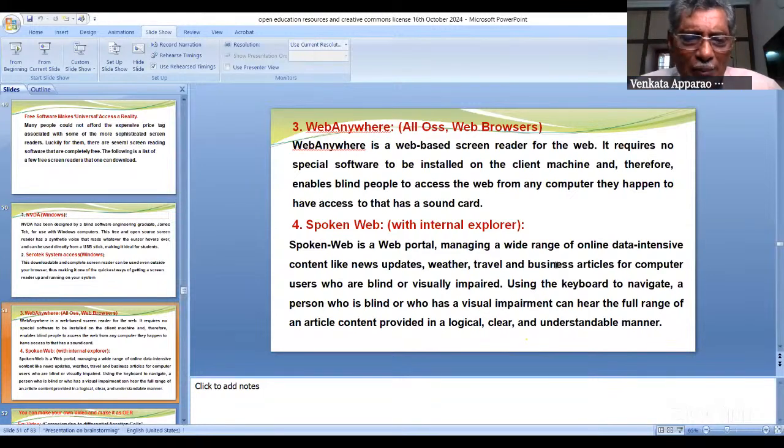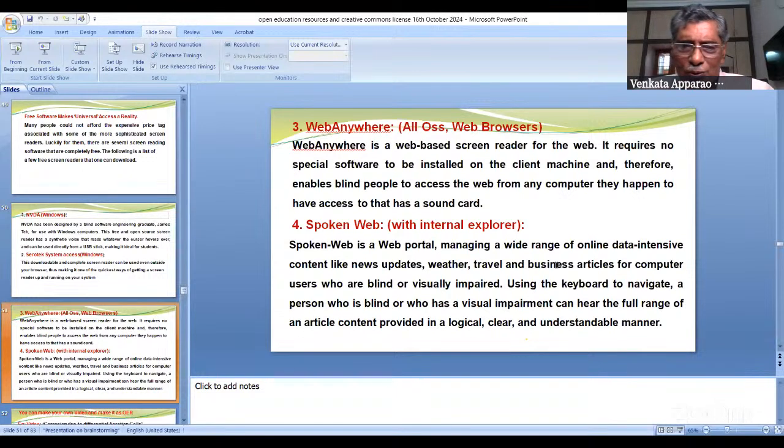Then you have another example, Spoken Web with Internet Explorer. Spoken Web is a web portal managing a wide range of online data and internet content like news updates, weather, travel, and business articles for common users who are blind or visually impaired. Using the keyboard to navigate, a person who is blind or who has a visual impairment can hear the full range of article content provided in a logical, clear, and understandable manner.